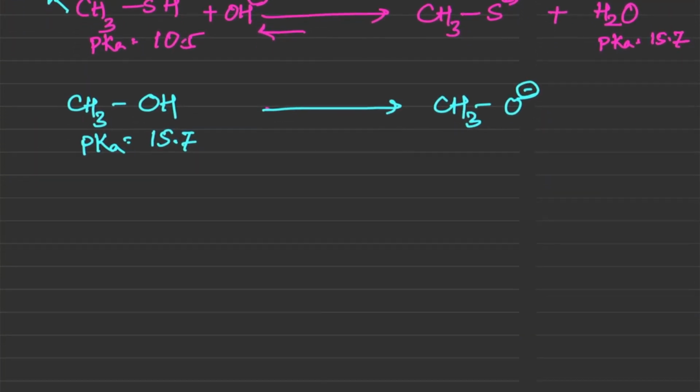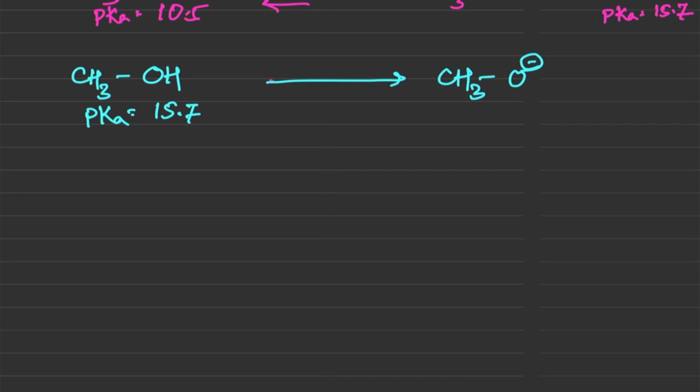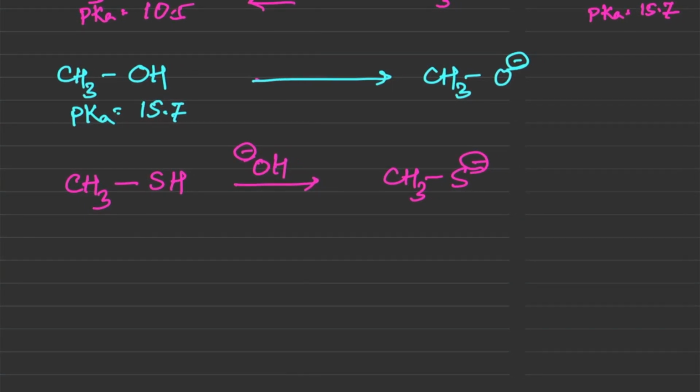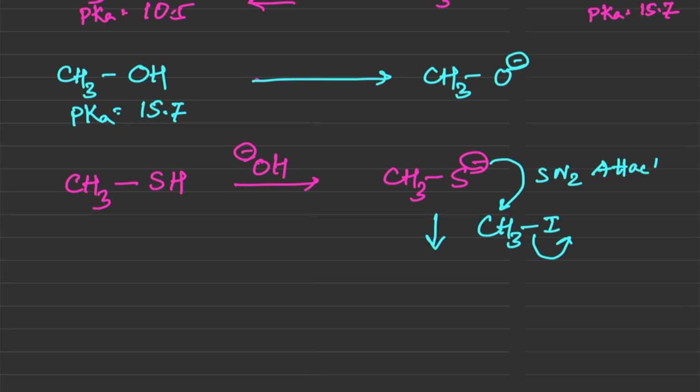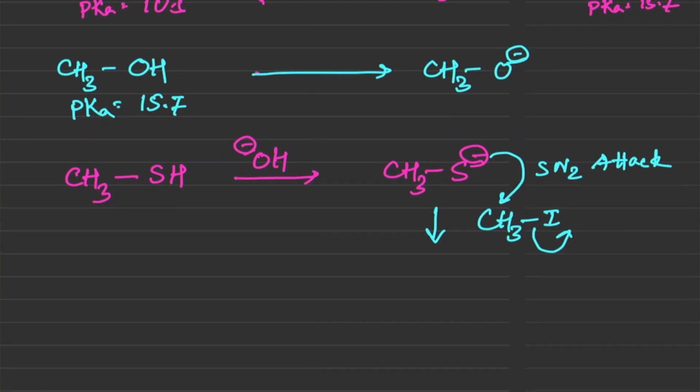All right, so let's move on to some reactions. Again, thiols are a very important class of compounds. You can have something like CH3SH, and you treat it with OH minus, and then you make CH3S minus. This would serve as a good nucleophile. When you treat this with something like CH3I, you can have an SN2 attack here. Remember, SN2 attack inverts the stereochemistry if there is a stereocenter, and it can only happen with primary and secondary.